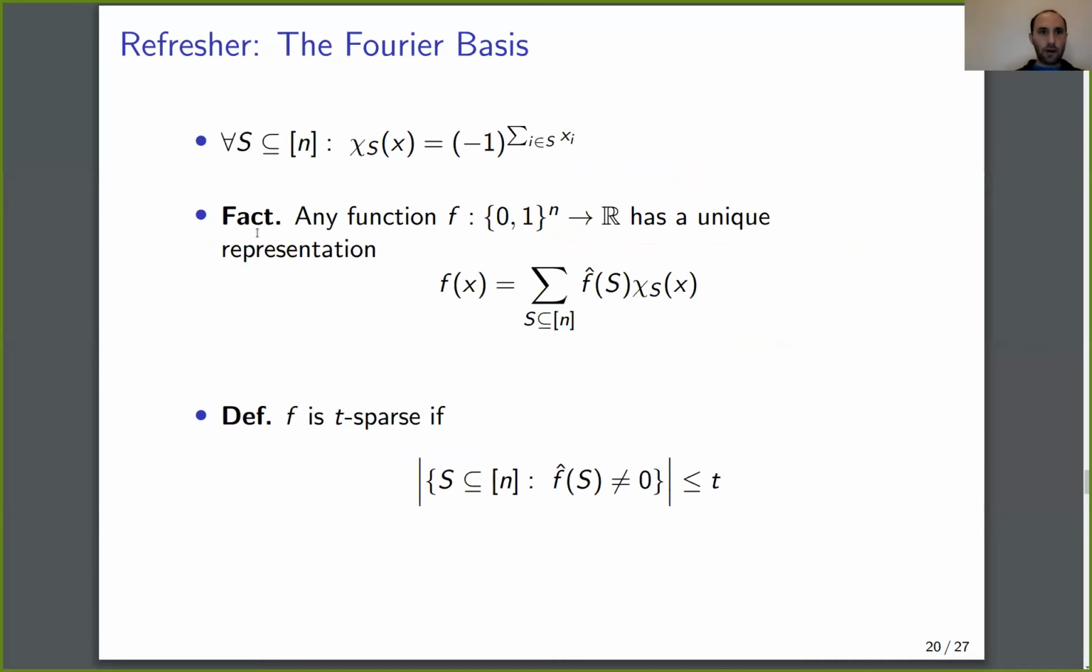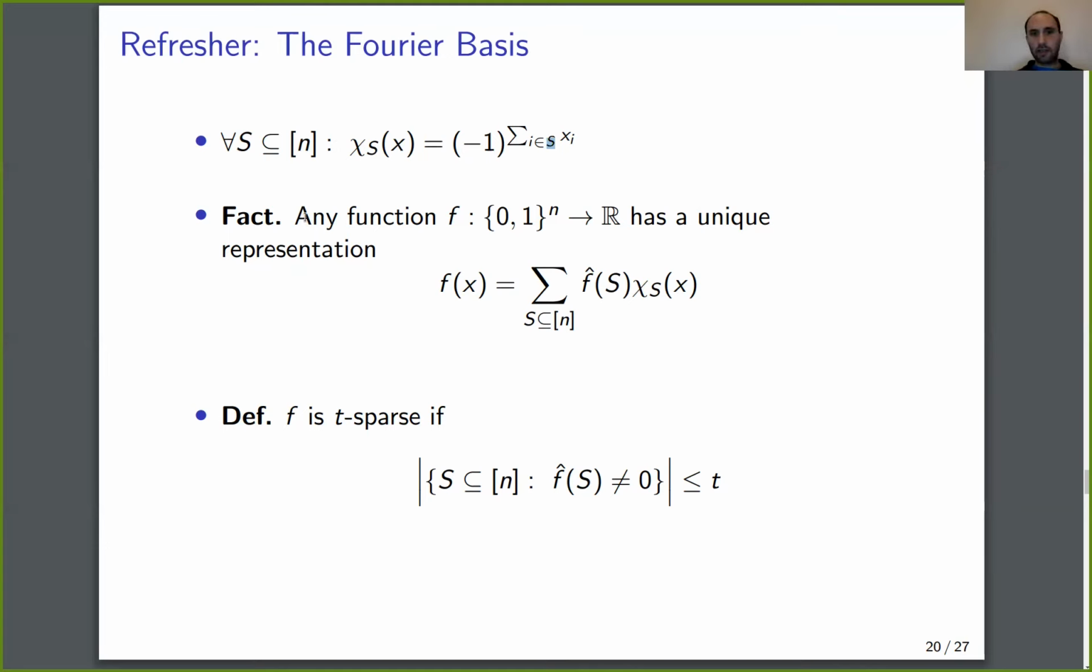So first of all, as promised, let's define this class of t-sparse functions. For any s, which is a subset of the numbers between 1 and n, we define chi of s to be a function from the Boolean hypercube, in other words, a vector of n bits, to plus minus 1. And this is basically a parity of the subset of the bits that correspond to this s. The subset s of the bits takes a parity, that's chi of s.